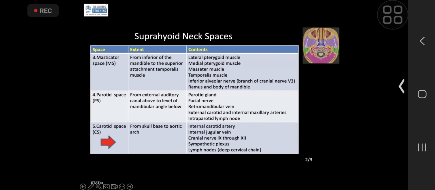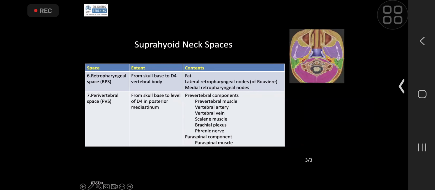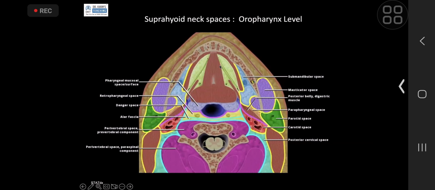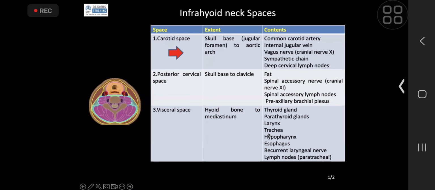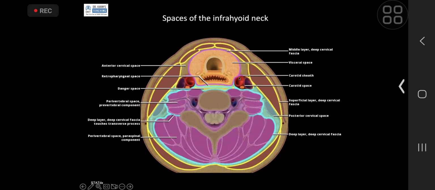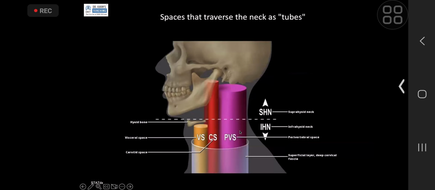Internal carotid artery, it is in suprahyoid neck. Infrahyoid neck will be a common carotid artery. Then internal jugular vein, cranial nerve 9, 10, and 11, 12, sympathetic plexus, and some deep cervical lymph nodes. And so this is the carotid space at the level of the nasopharynx. And this is at the level of the oral cavity. And then in infrahyoid neck, also the carotid space continues, and it continues next to the visceral space.